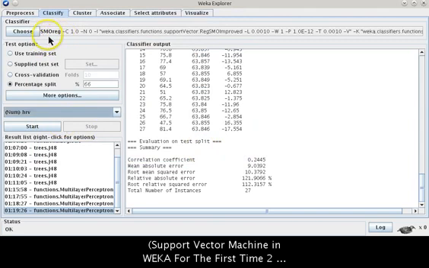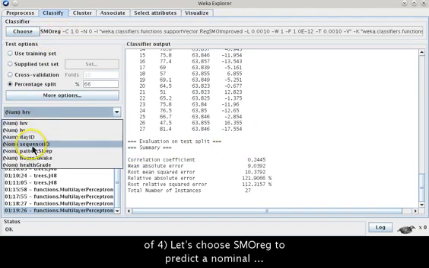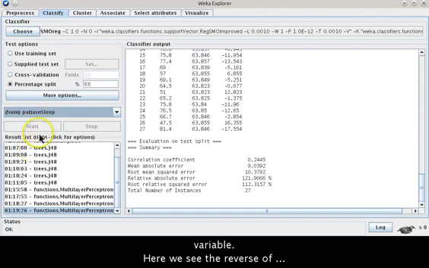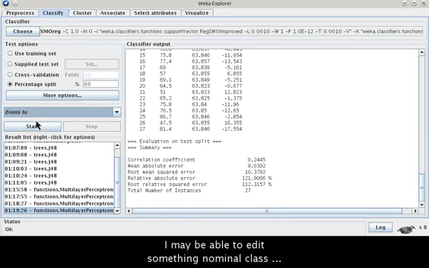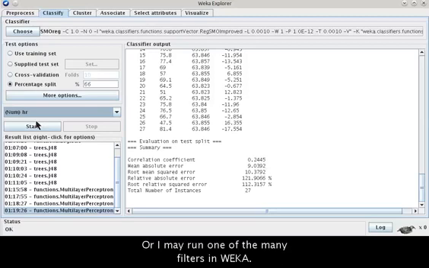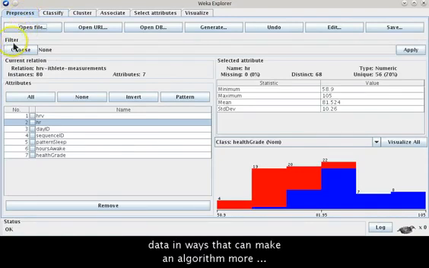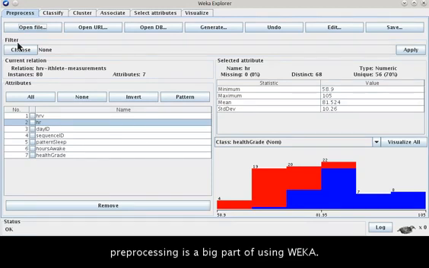Let's choose SMOreg to predict a nominal variable. Here we see the reverse of before. This algorithm won't accept nominal class, but it will accept numeric class. Another introductory lesson. This doesn't mean what's nominal class can't ever work with SMOreg. I may be able to edit something nominal class just by opening the data file and representing the data differently and saving the variable, this time as a numeric class, for example. Or I may want to run one of the many filters in WEKA. As a data miner, you spend a bunch of time changing data in ways that can make an algorithm more efficient. Those are some examples, again, of what's called data preprocessing, and data preprocessing is a big part of using WEKA.